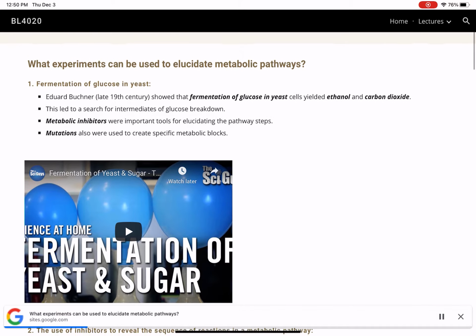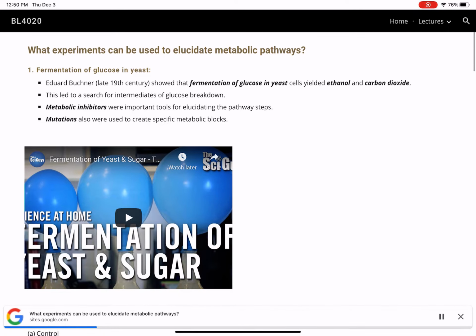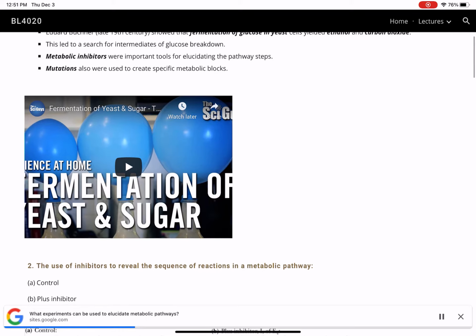1. Fermentation of glucose in yeast. Eduard Buchner, in the late 19th century, showed that fermentation of glucose in yeast cells yielded ethanol and carbon dioxide. This led to a search for intermediates of glucose breakdown. Metabolic inhibitors were important tools for elucidating the pathway steps. Mutations also were used to create specific metabolic blocks.